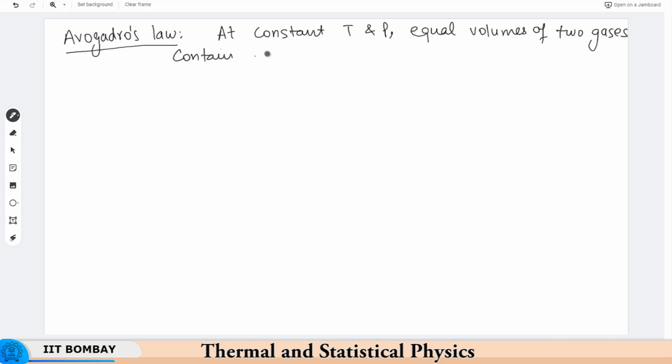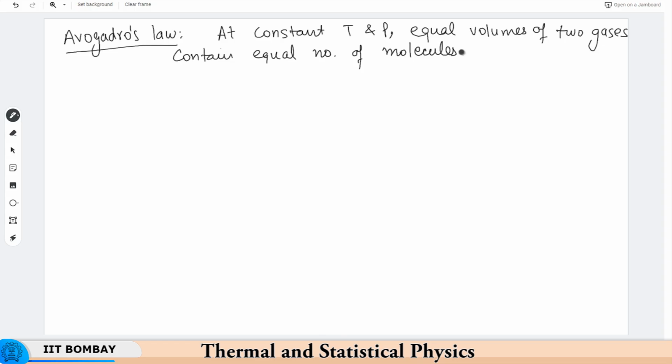And what is the statement of this law? Okay, so it says at constant temperature and pressure, equal volumes of two gases contain equal number of molecules, okay.